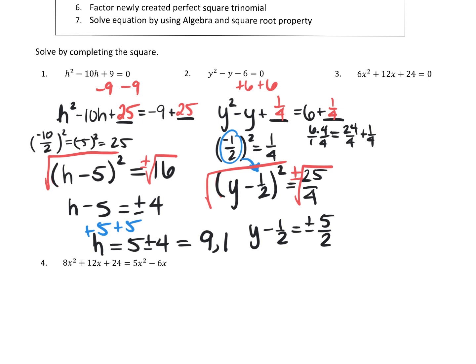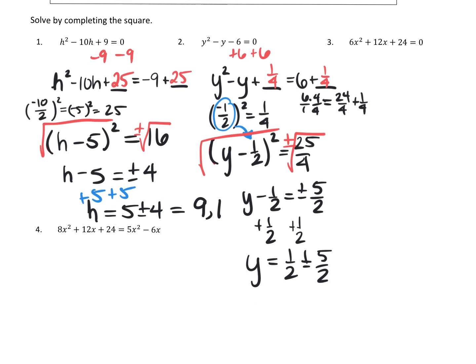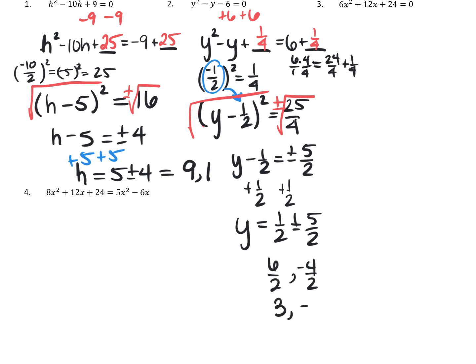And then we're going to add 1/2. Y equals 1/2 plus or minus 5/2. So that's 1 plus 5 over 2, 6/2. 1 minus 5, negative 4 over 2. So 3 and negative 2.